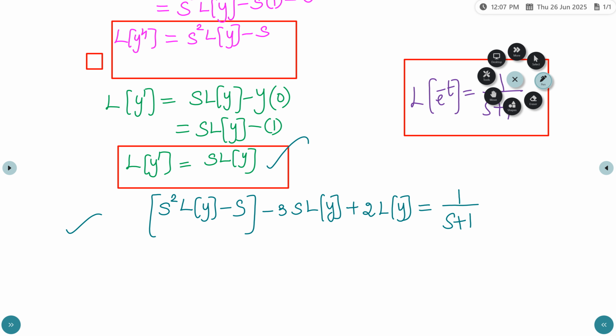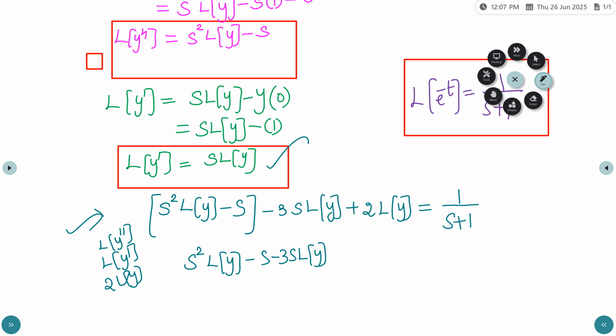So what we'll do here, in the first step, apply L of y double dash formula. In the second step, L of y dash formula. And third stage, 2 into L of y is treated as it is, L of y. Now simplifying this one, we can get s square L of y minus s minus 3s into L of y plus 2 into L of y equal to 1 divided by s plus 1.